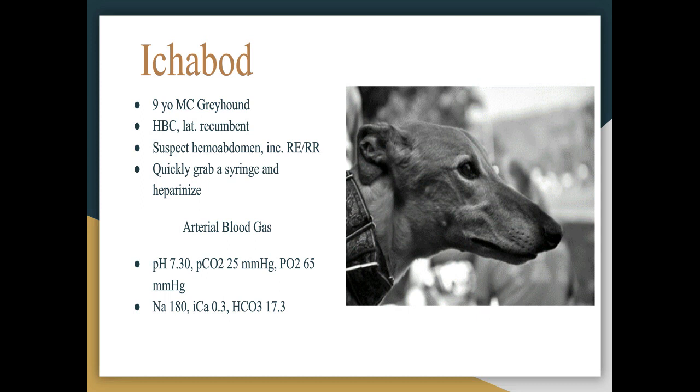You quickly grab a syringe and heparinize it via an evacuated syringe technique and acquire a sample from the dorsal pedal artery. Your arterial blood gas reveals a pH of 7.3, a CO2 of 25 millimeters of mercury, and an oxygen of 65 millimeters of mercury. Your sodium is 180, your ionized calcium is 0.3, and your bicarbonate is 17.3.